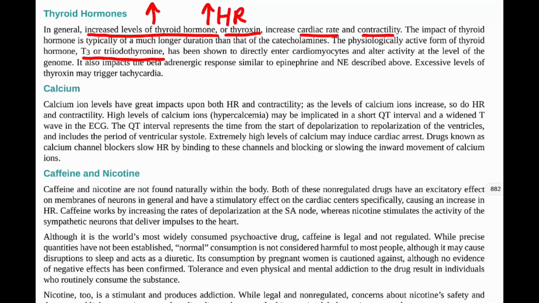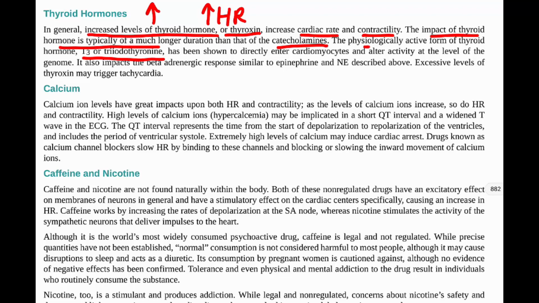The impact of thyroid hormone is typically of a much longer duration than that of the catecholamines. So when we have our epinephrine and norepinephrine, that's a shorter reaction. That's a very quick response that's going to increase our heart rate. This is more long-term. We're releasing these hormones, and it's more long-term. So the impact of thyroid hormone is typically of a much longer duration.